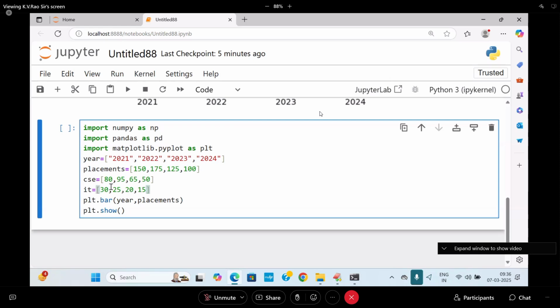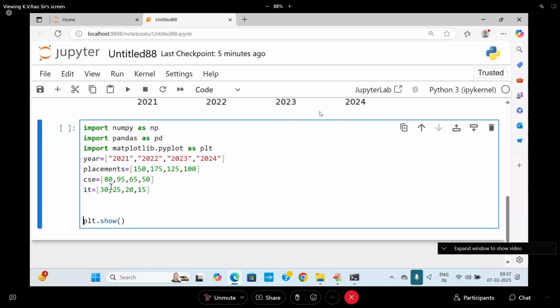So now I want to go for drawing what? I don't want to write a plain bar plot here, because if I write bar plot, the bars will come adjacent to each other for 2021. But our concept is the stacked bar plot. Tell me what I want to do now. I write plt.bar of year comma CSC.